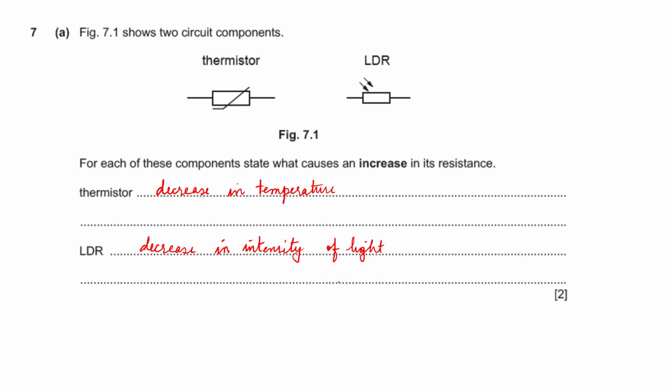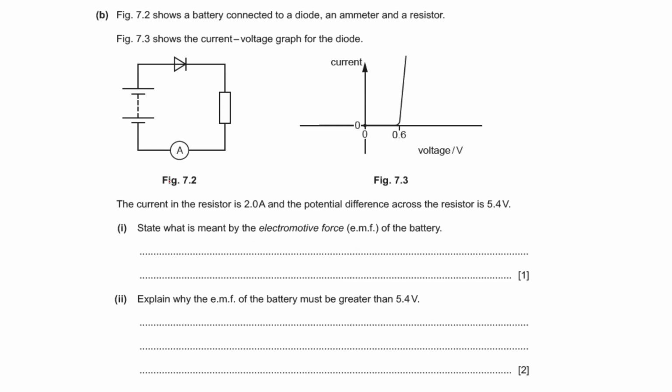Okay. Next part B. It says figure 7.2 shows a battery connected to a diode, an ammeter, and a resistor. So this is your diode, this is your ammeter, this is your resistor, and this is your battery. This is the positive terminal, this is the negative terminal. The graph shows a graph of voltage.